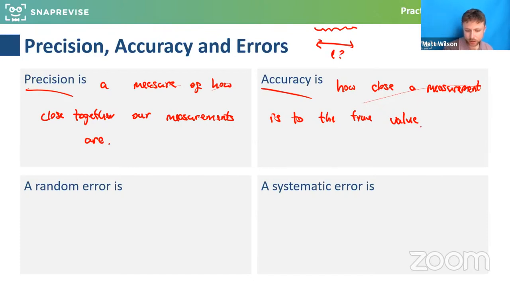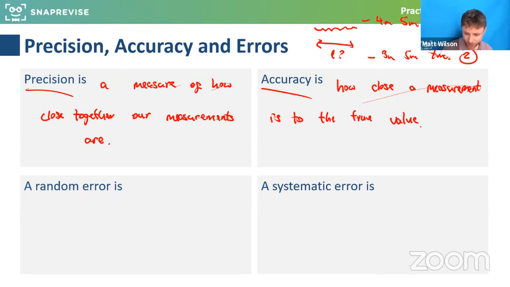Okay, if someone did a load of measurements and they got 4 meters, 5 meters, and 6 meters as their measurements, and someone else did a load of measurements and they got 3 meters, 5 meters, 7 meters, the first set of measurements would be more precise than the second set of measurements because the first set of measurements are all closer together.